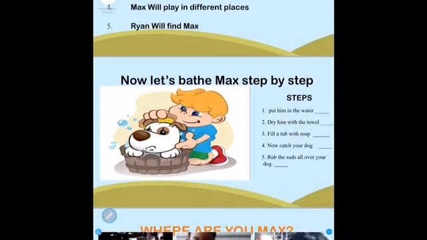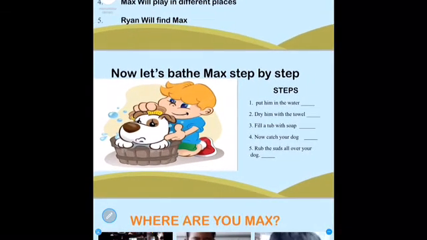This is a game, guys. Today we're gonna see this, okay? Let's bathe Max step by step. I'm gonna give you guys 15 seconds to read and also to analyze the picture, okay? Read the steps. Step number 1 is put him in the water, dry him with a towel, fill a tube with soap, now catch your dog, and 5, rub the suds all over your dog.